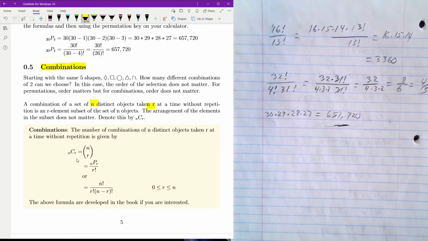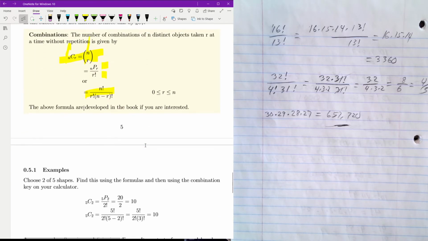So the number of combinations of n distinct objects taken r at a time without repetition is given by this formula. And this notation that you're seeing here is a standard notation. So you're going to see n choose r. Both sides of this mean exactly the same thing. What it works out to be is the number of permutations, n permute r, divided by r factorial. But you have a button on your calculator, and I recommend you use it. And r has to be less than or equal to n. It cannot be greater than n.